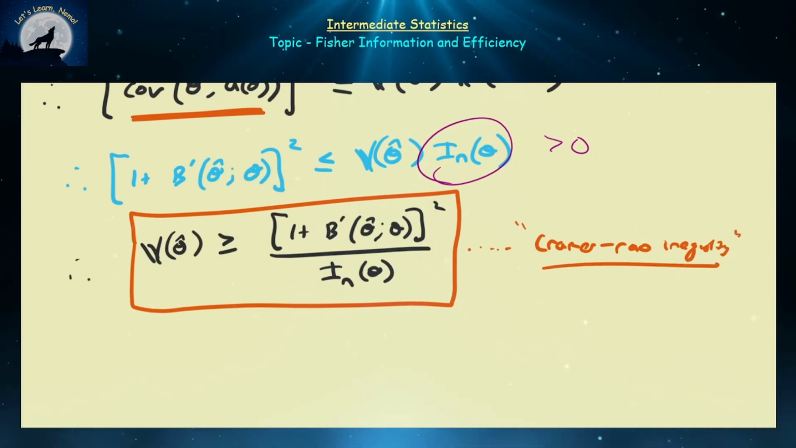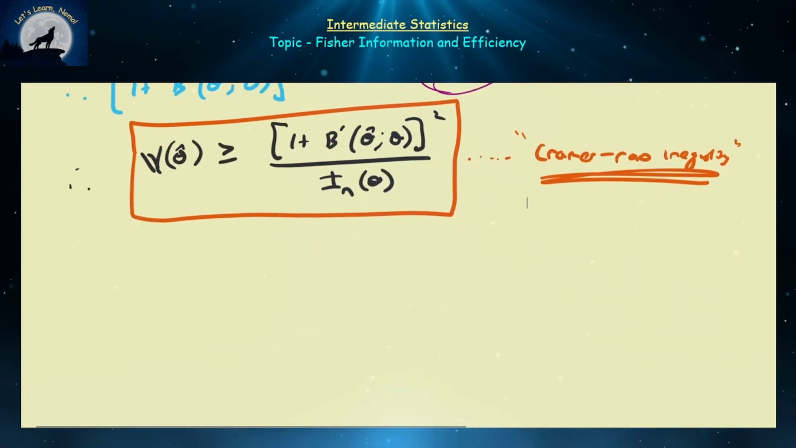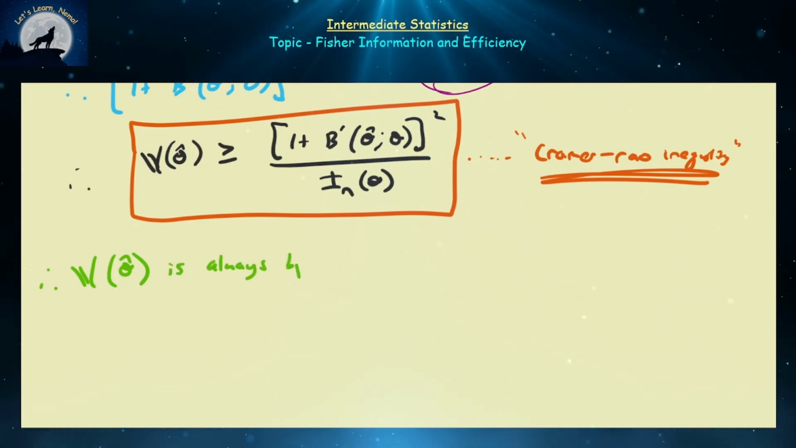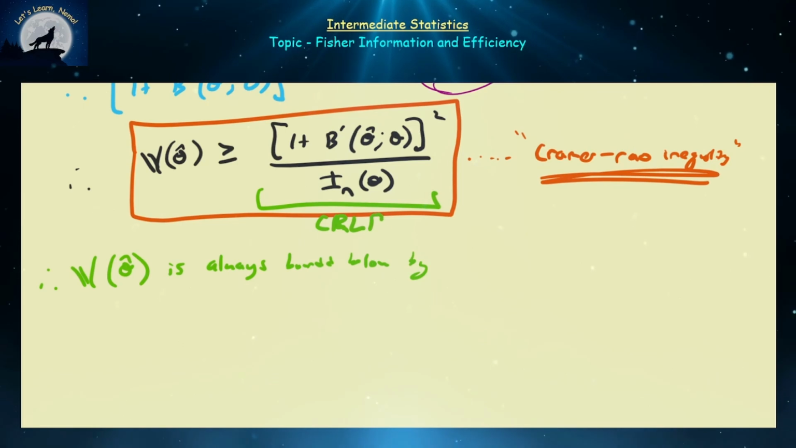The Cramér-Rao inequality. And what does this say? This means that the variance of your estimator is always bounded below by this thing here, which we call the Cramér-Rao lower bound, CRLB. So the Cramér-Rao lower bound.